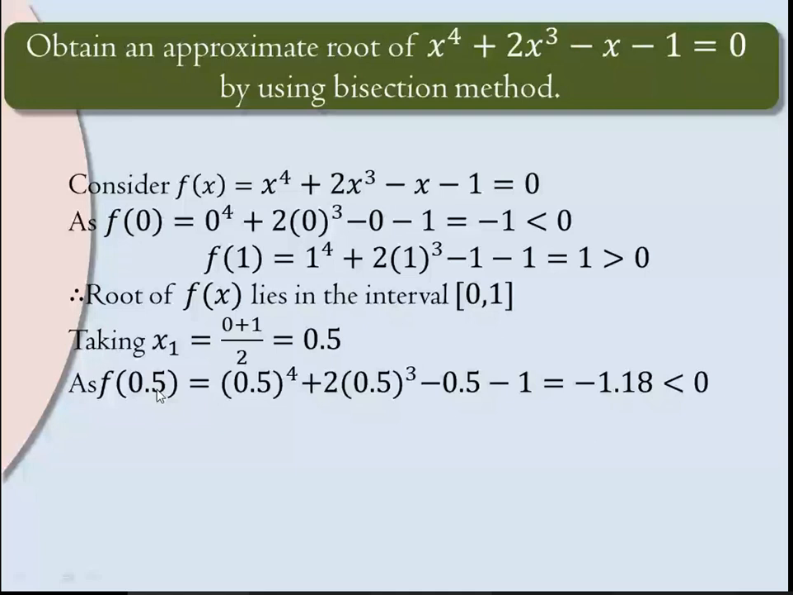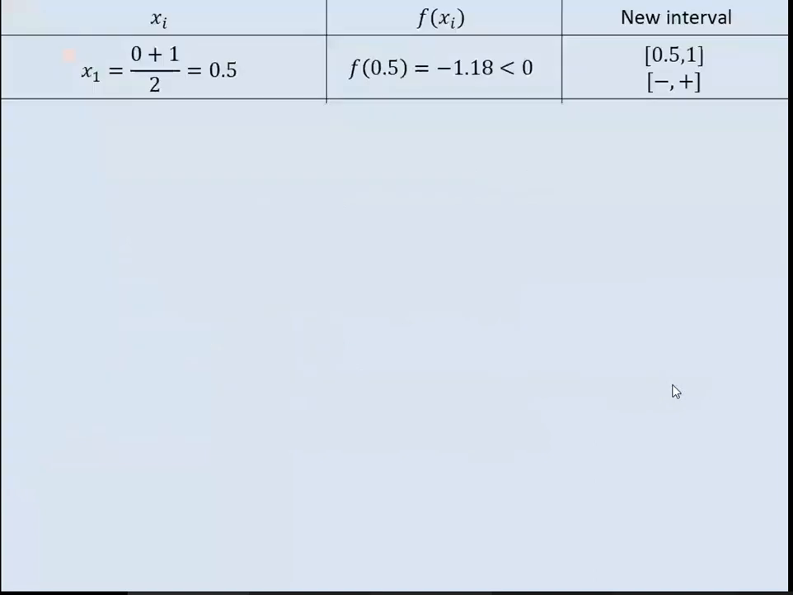We replace the negative value by this 0.5. If it is positive, then we replace 1 by 0.5. If we are getting the same sign as negative, then we replace 0 by 0.5. So the new interval will be 0.5 to 1. Okay, whichever have opposite signs, that forms a new interval. So the new interval is 0.5 to 1. So again, I will prepare a table, so by that you get the idea. First x1 will be 0.5, and f of 0.5 is negative, so the new interval is 0.5 to 1.